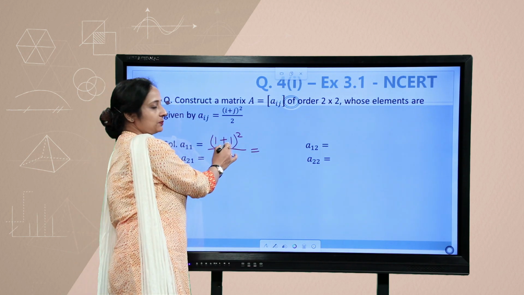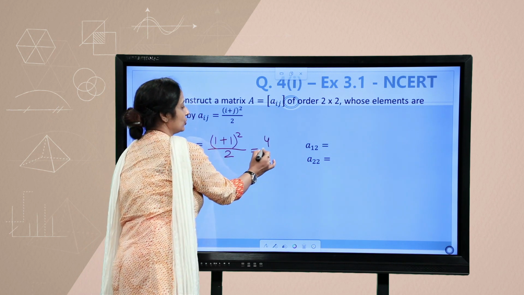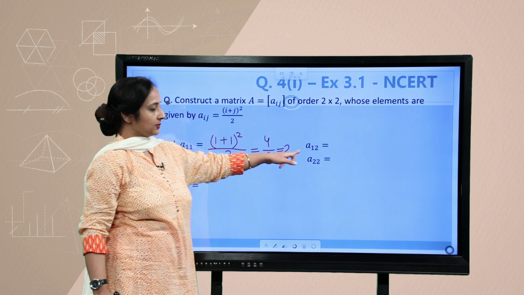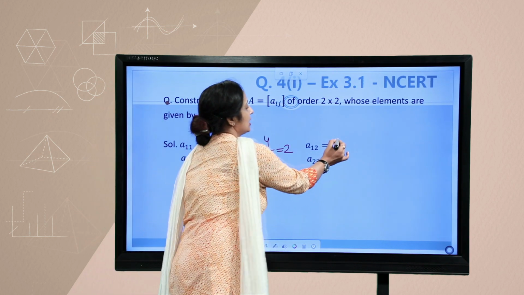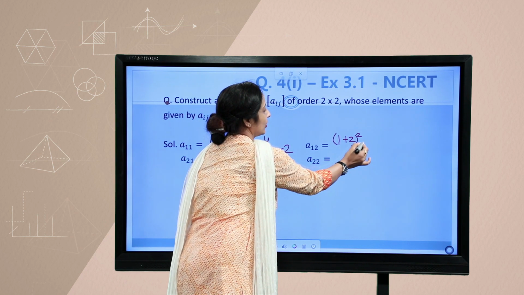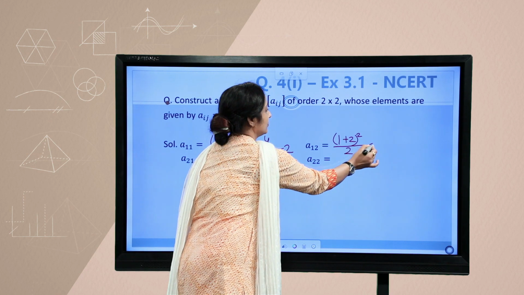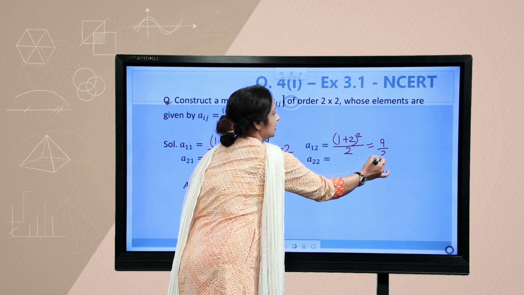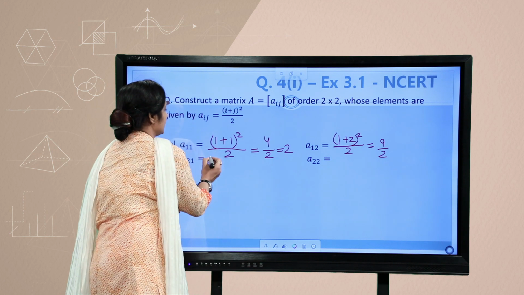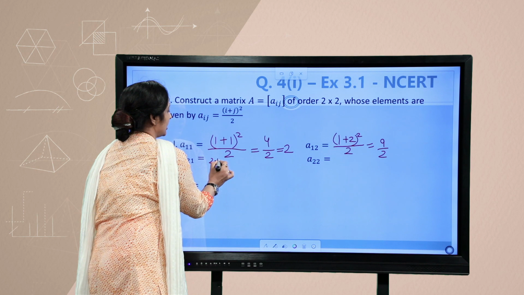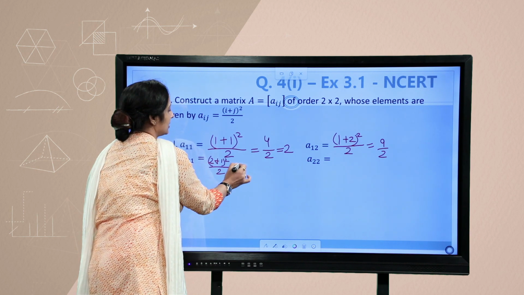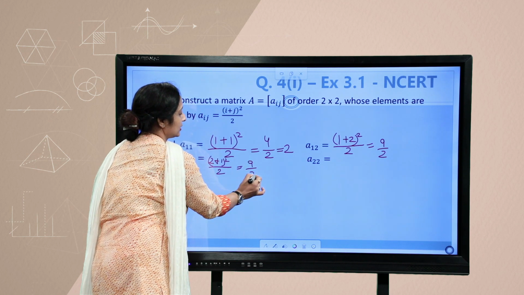Solve it. 1 plus 1 is 2, 2 square is 4, divided by 2. It is giving us 2. Similarly, A12: i is 1, j is 2. Square divided by 2. It is giving us 9 by 2. Then comes A21: i is 2 here, j is 1. So you can square them. You are getting 9 by 2.